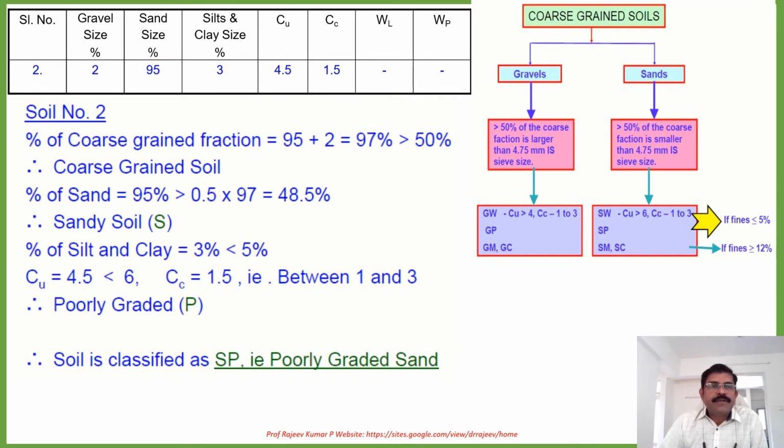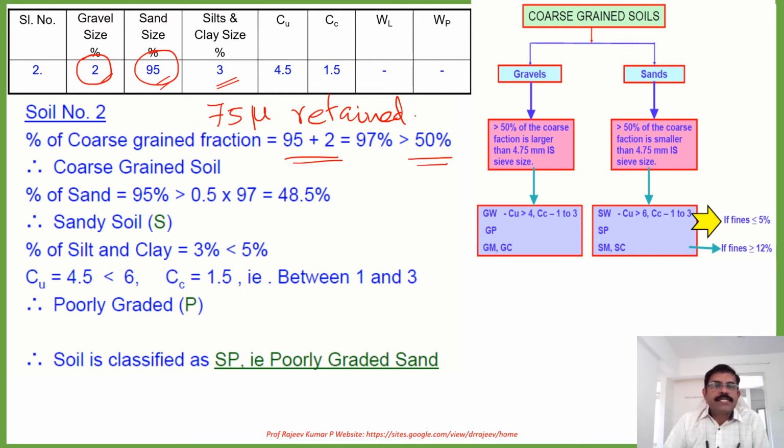In the second question, the gravel fraction is given as 2, sand fraction is 95, and the percentage passing through 75 micron is 3%. So you can calculate what is retained on 75 micron. You know that the gravel fraction and sand fraction will be retained on 75 micron. So more than 50% is retained on 75 micron, so it is coarse grained soil.